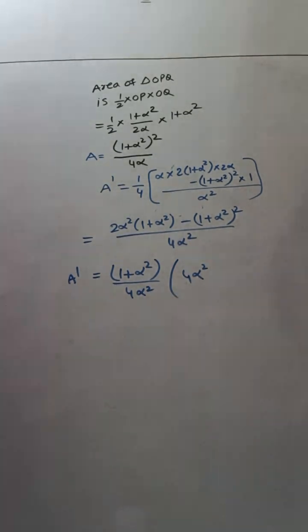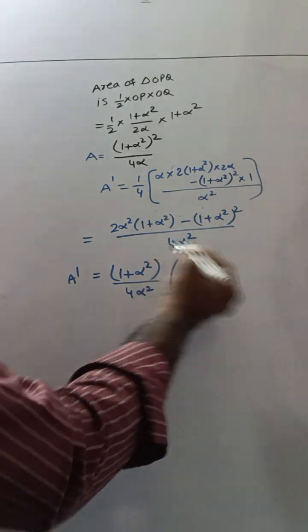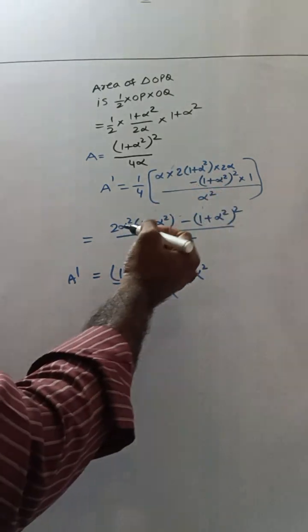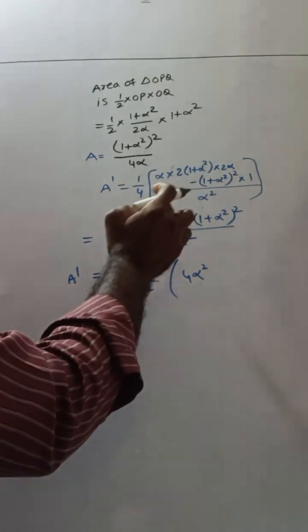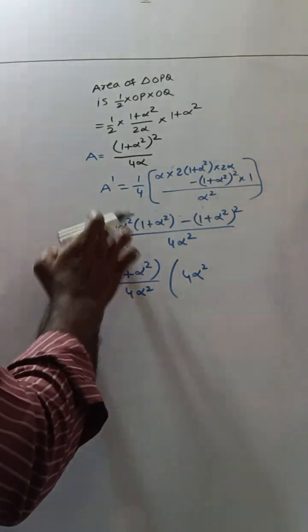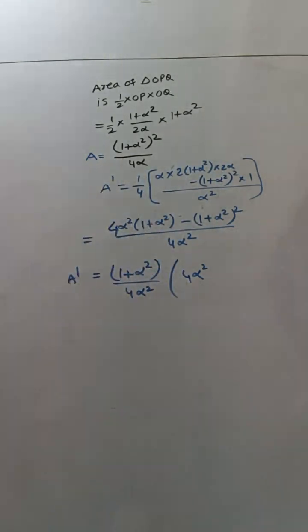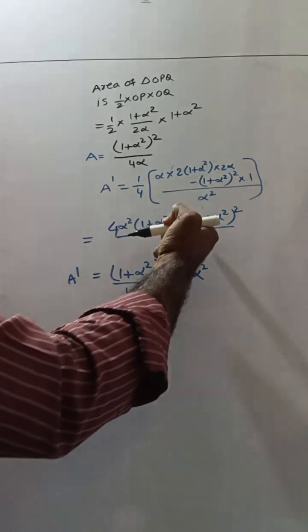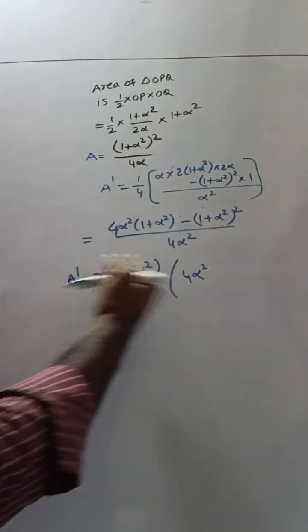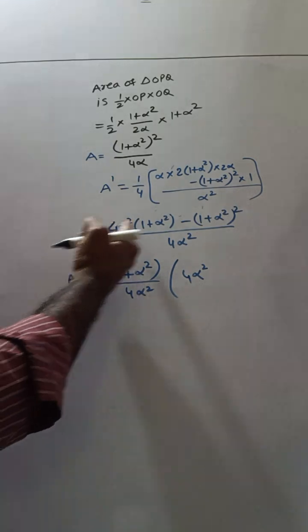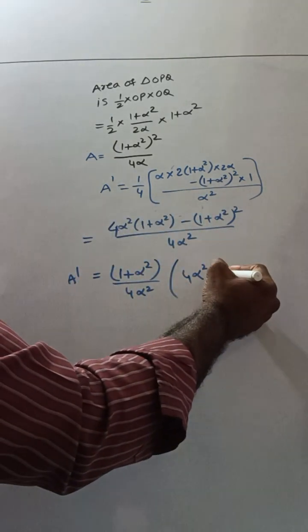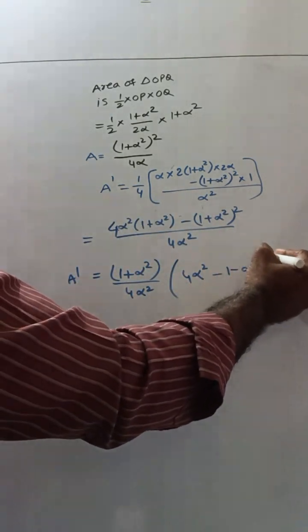So what I am doing now, this is 4 alpha square, okay, 4 alpha square. 2 alpha square into 2, this is 4 alpha square, right? 4 alpha square into (1 plus alpha square) minus this one. So if I take the common 1 plus alpha square, I am getting 4 alpha square minus 1 minus alpha square.